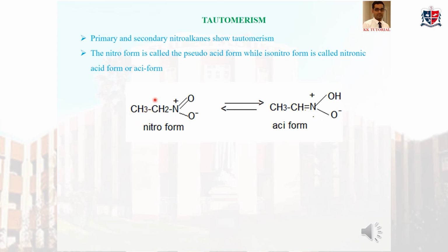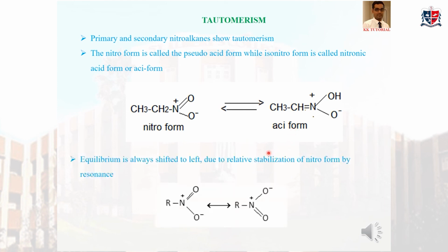So we can say that this structure and this structure are tautomers. And this structure which has the N double bond O minus form is known as the nitro form. And this structure is known as the aci form. So simply I can say that nitroalkanes exhibit tautomerism. They exist as two tautomers, which are nitro form and aci form.